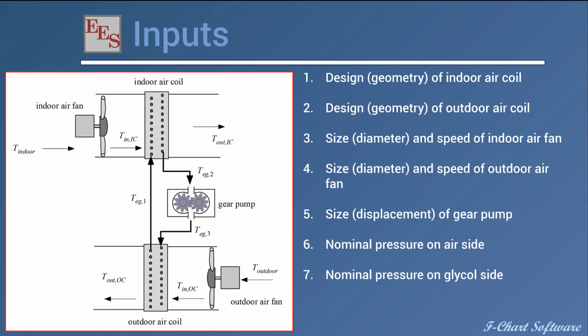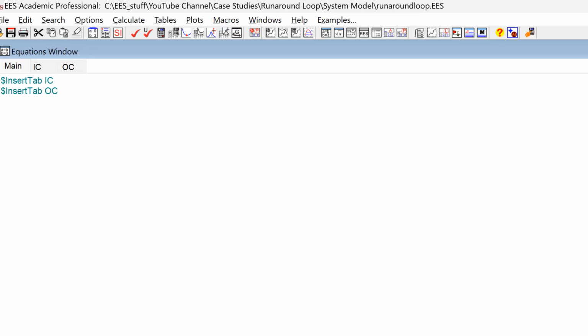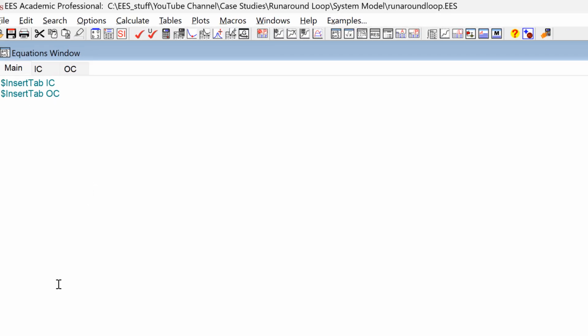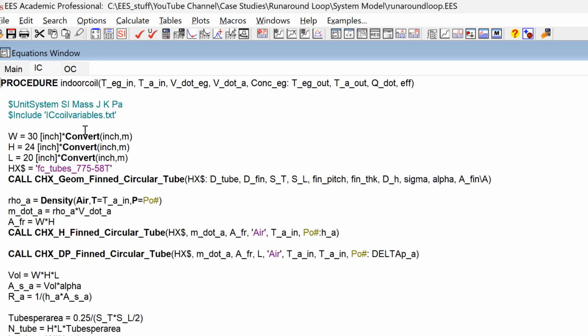I started with a set of inputs. These are things that I'm not going to change necessarily. I mean, I guess I can change them later on, but they'll be fixed as far as developing the system model is, and those are the geometry of the indoor and the outdoor air coil. So if I go back to where we left off last time, now I have this tab, which is the indoor air coil tab, and this is the geometry of that coil, its overall size and what the compact heat exchanger geometry is. I'm not going to change that during the simulation.